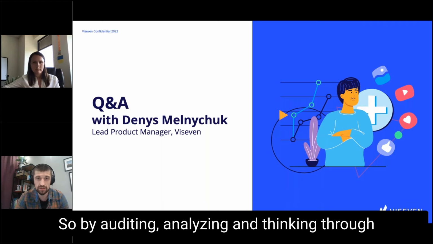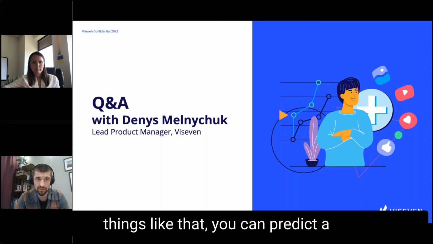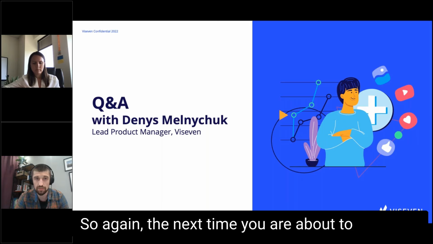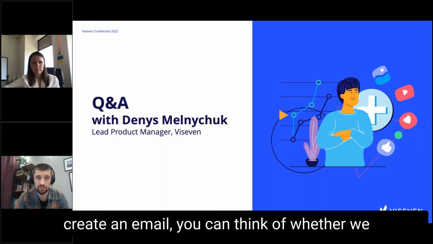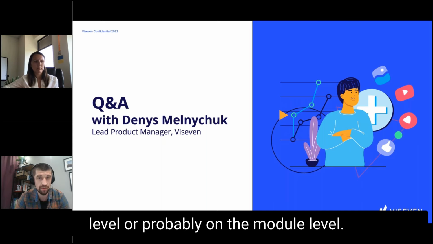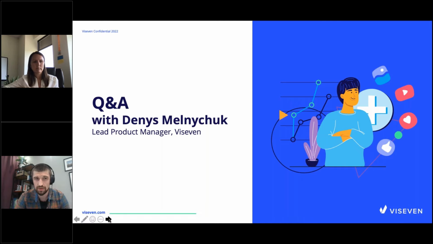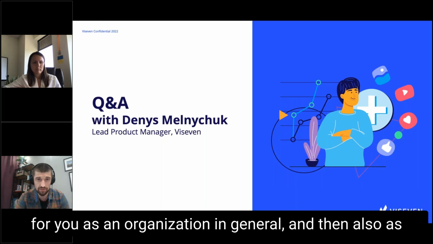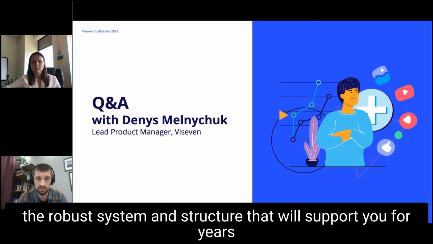So by auditing, analyzing, and thinking through things like that, you can predict a lot of the situations ahead of time. So again, the next time you are about to create an email, you can think of whether we should have that subject and pre-header on an email level, or probably on the module level. What is the best option here? And then this will help you construct a robust taxonomy standard for you as an organization in general. And then also a robust system and structure that will support you for years rather than just a couple of months.